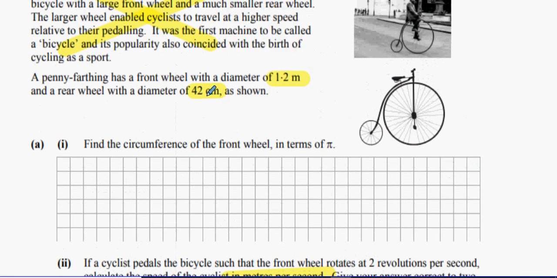So divide 42 by 100 and you get 0.42. Divide it by 2 to get 0.21, that's the radius of the small wheel. Divide 1.2 by 2 and you get?